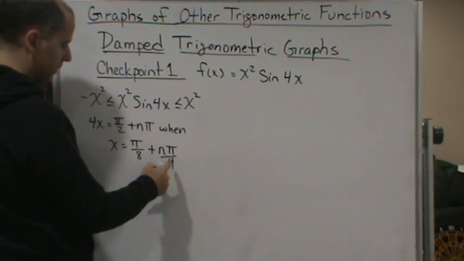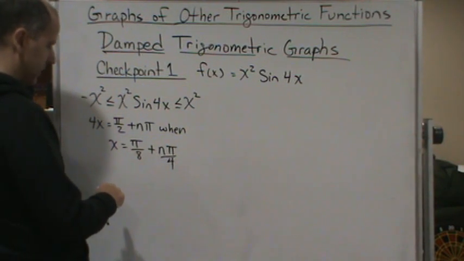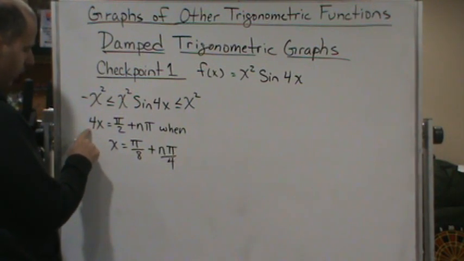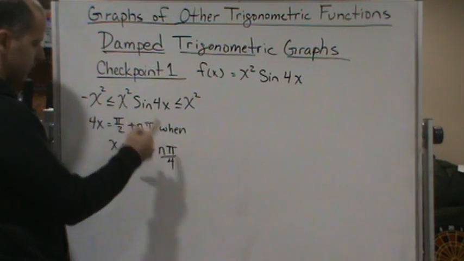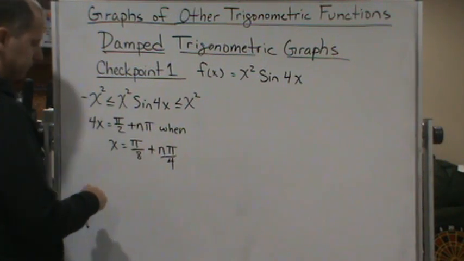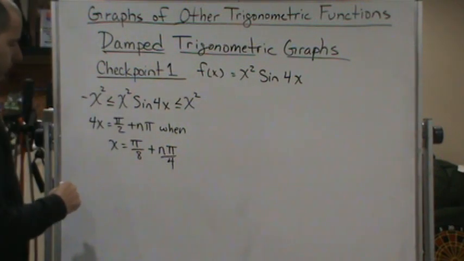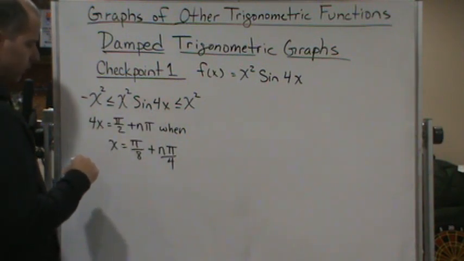Pi over 4, which is the same as 2 pi over 8, and we get 3 pi over 8, and if we plug it in here, we get 3 pi over 2. Okay, and so on. So that's when it touches the curve, right? x squared or negative x squared.